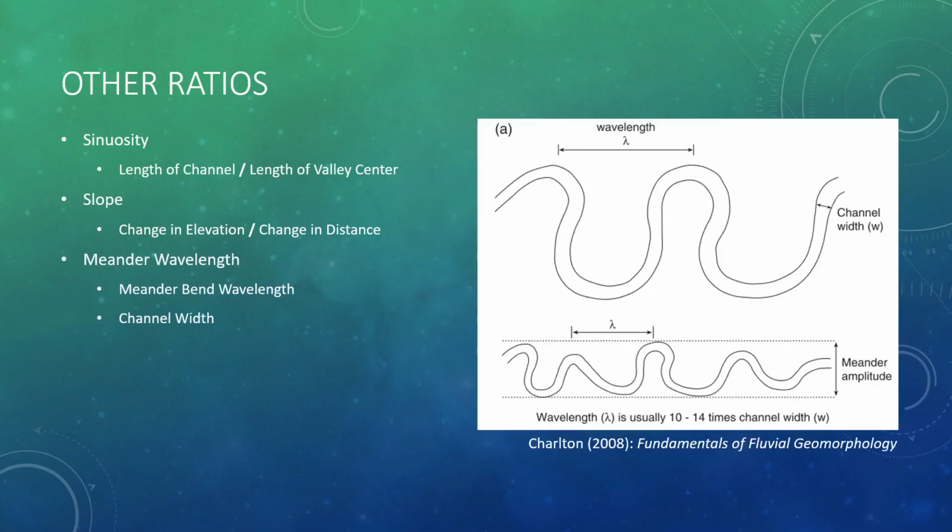Meander wavelength is one we haven't talked about yet, but it's a metric that compares the wavelength between meander bends, often denoted by the lowercase Greek letter lambda, against the width of the channel. Established relationships typically put this ratio between wavelengths 10 to 14 times greater than the channel width. This can be controlled by the substrate under the channel, the steepness of the channel, or altered by humans, so those ranges are more of a natural standard than an all-encompassing one.